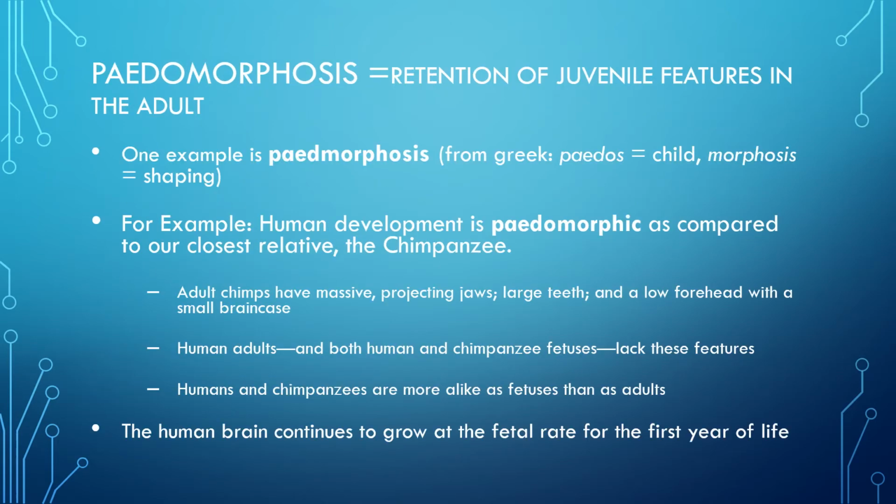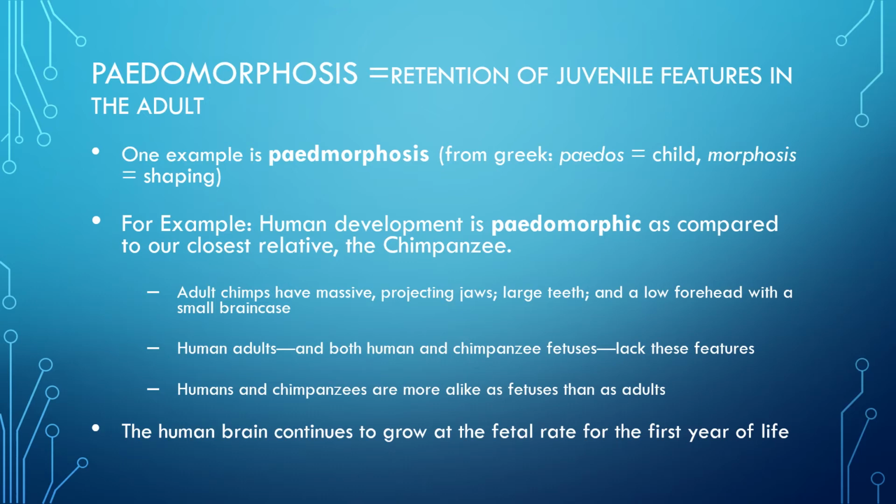Pedomorphosis is an example of that. So pedomorphosis is defined as the retention of juvenile features in the adult. One example of pedomorphosis, it comes from the Greek language. Pedos means child, morphosis means shaping. One example of pedomorphosis is humans as compared to chimpanzees. So on the following slide, we're going to look at the developmental differences between these two organisms.